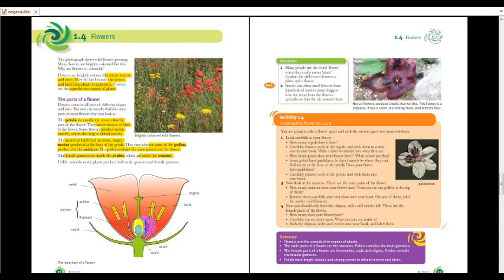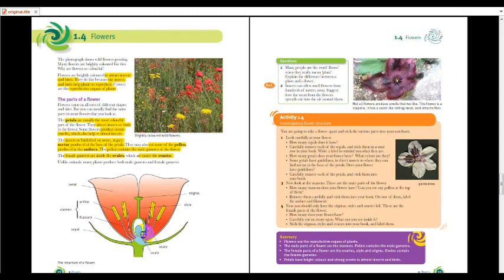So inside the ovary, this whole circle thing is the ovary. You can find the ovule. So inside the ovule would be the female gametes. Okay, so unlike animals, many plants produce both male and female gametes.